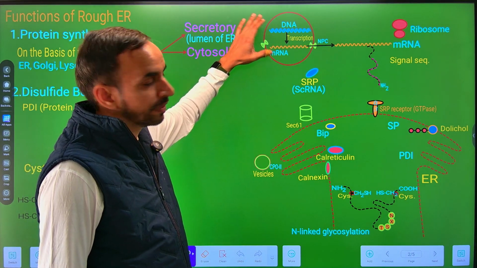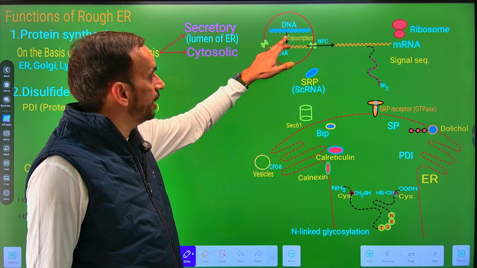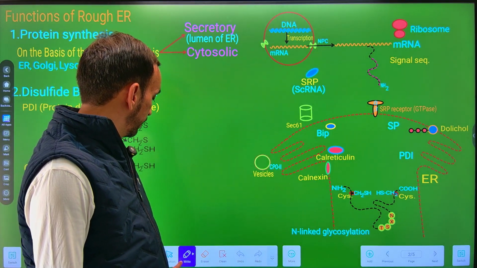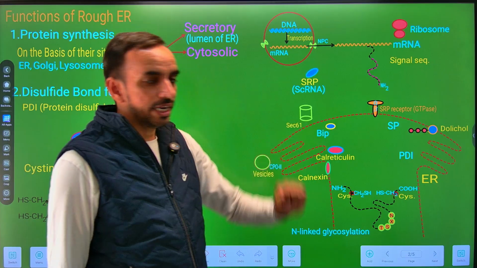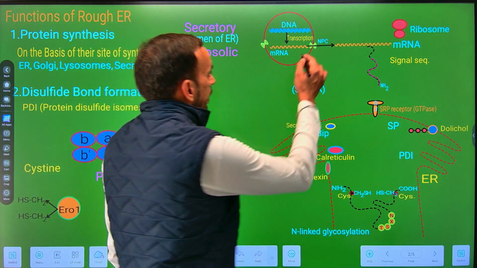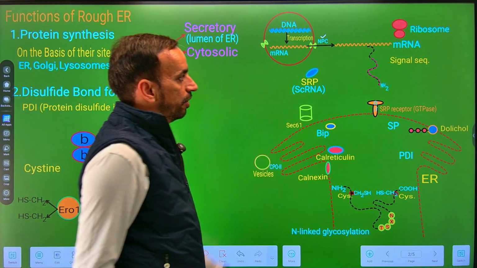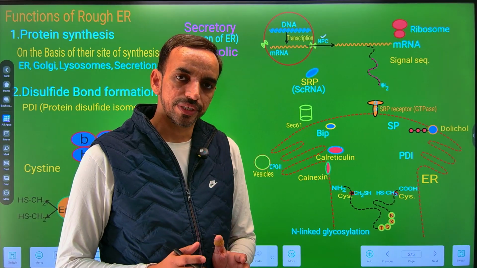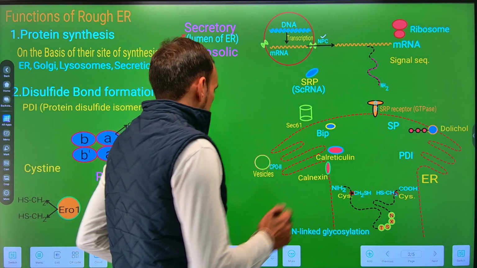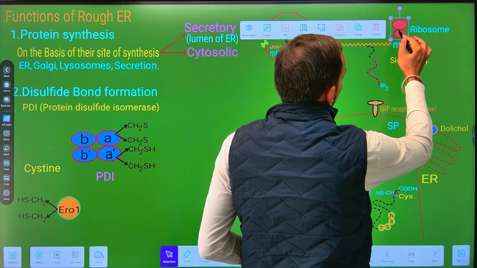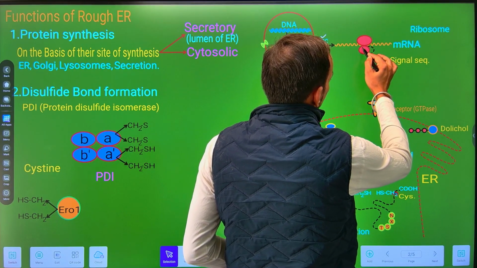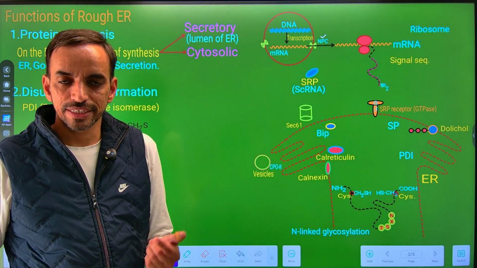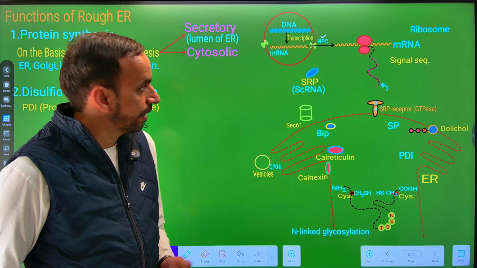We have nucleus. Within the nucleus we have DNA. DNA will convert into the mRNA through the process of transcription. Now then the mRNA, it comes into the cytoplasm through the nuclear pore complex. Now we have mRNA within the cytosol. Within the cytosol there is a presence of free ribosomes. These ribosomes, they attach to the mRNA, and then the process of translation starts.